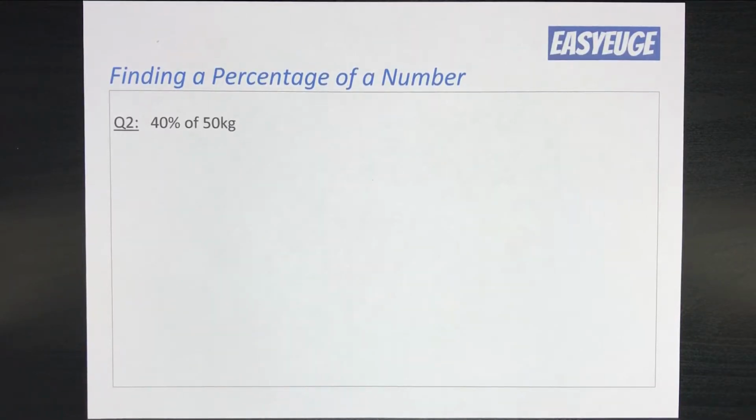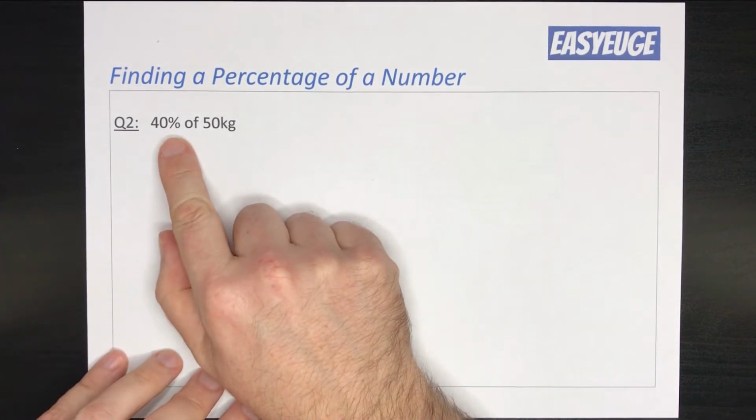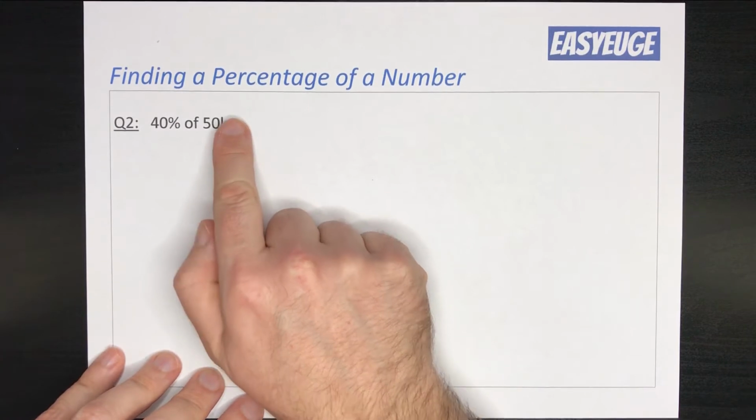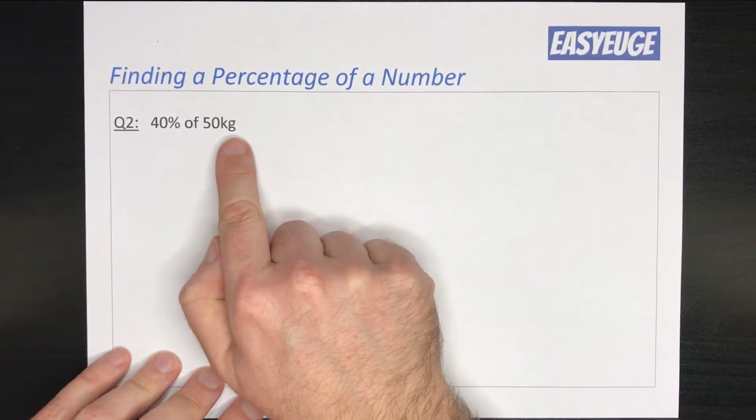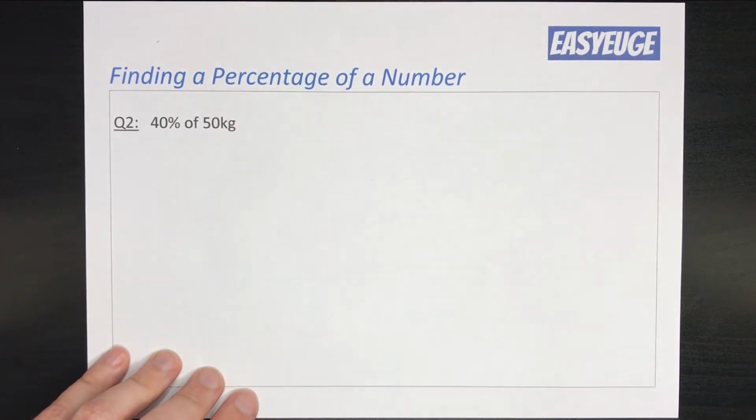What is 40% of 50 kilograms? So we can see the percentage has changed and the unit has changed. So it doesn't really matter what this is. If this is kilometers, kilograms, pounds, meters, it doesn't really matter. The solution is going to be the same.